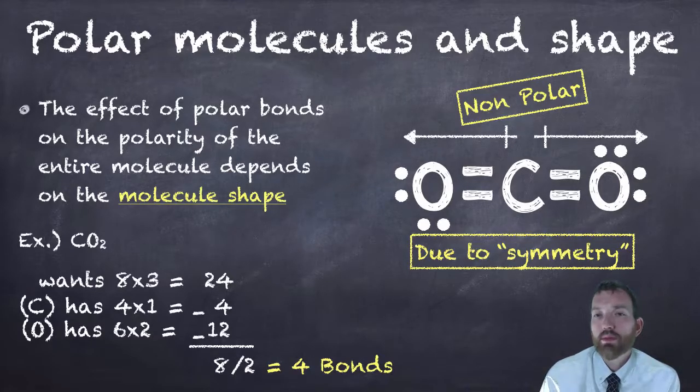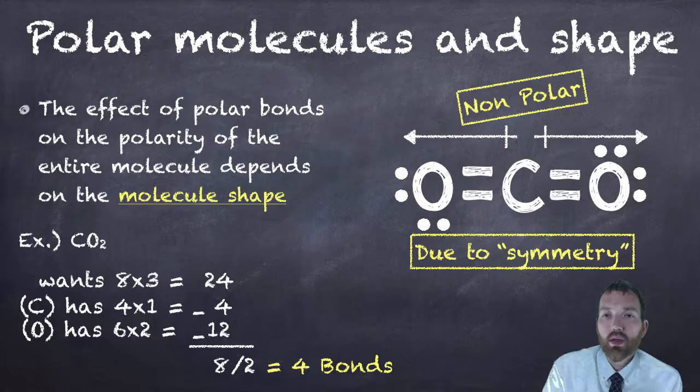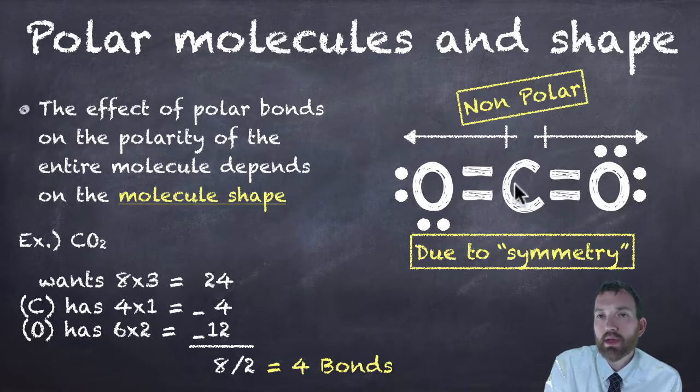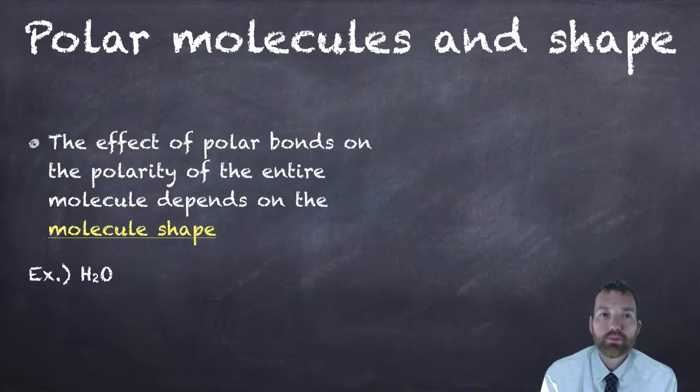This is a symmetrical molecule in terms of poles. On this side I have a negative pole, and on this side I have a negative pole. Remember, to have a polar molecule I need a positive pole and a negative pole, and I don't have a positive end. All my positive is kind of locked up in the middle on this carbon here. So again, this one is nonpolar due to symmetry.